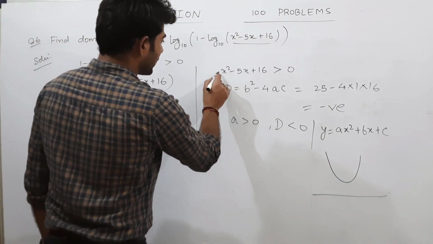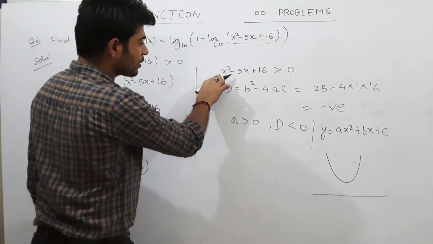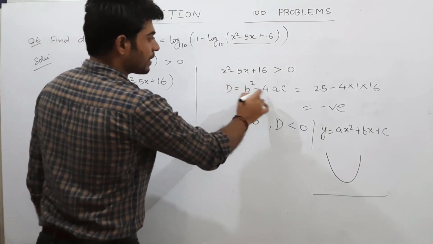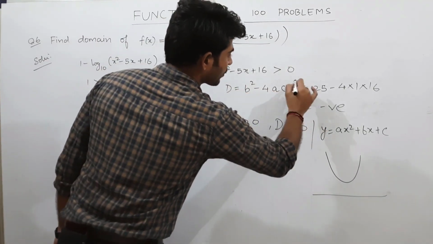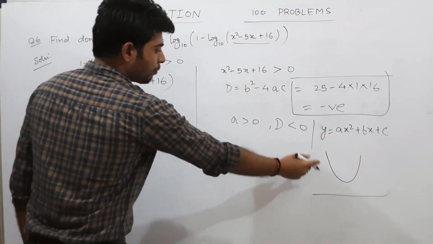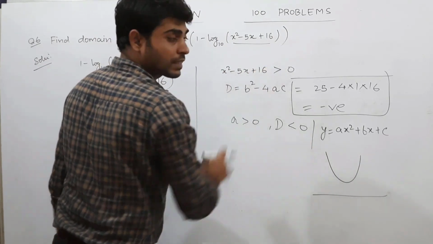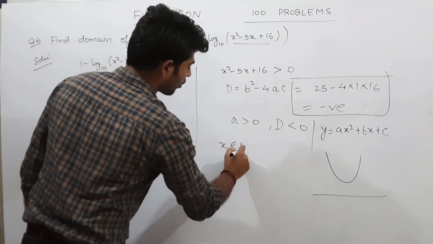If you see its leading coefficient, which is 1 here, it is greater than 0, so the parabola opens upward. And the discriminant, when we calculated here, is coming negative, which means its graph will always be above the x-axis. So here this will always be greater than 0, x belongs to all real numbers.